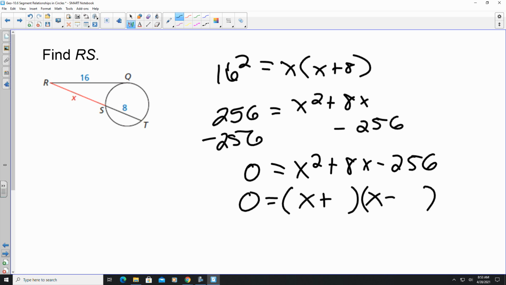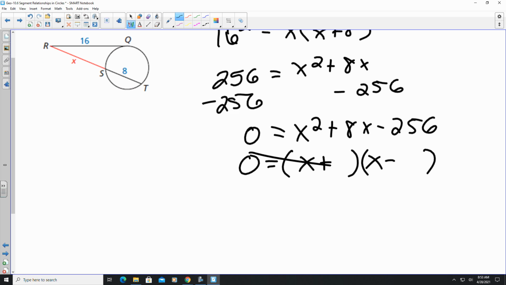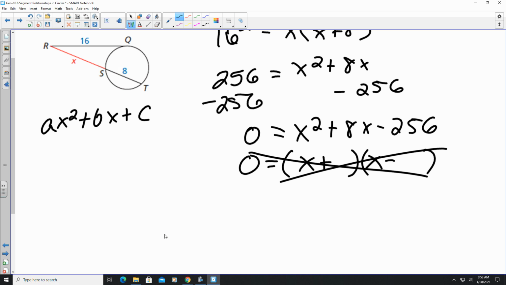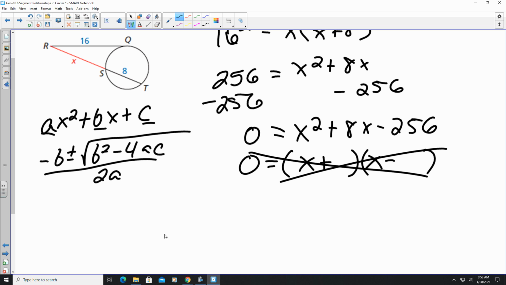All right. So at the moment, I'm not seeing it right away. So unfortunately, I'm not going to go this route. I'm going to go the route of the quadratic formula. So again, the quadratic formula is, remember, ax squared plus bx plus c, where these values of a, b, c are going to be relevant in the formula, which is negative b plus or minus the square root of b squared minus 4ac, all over 2a.